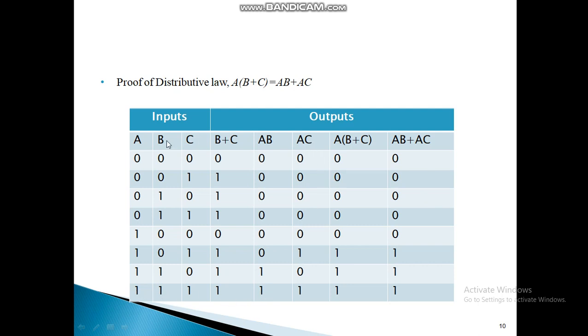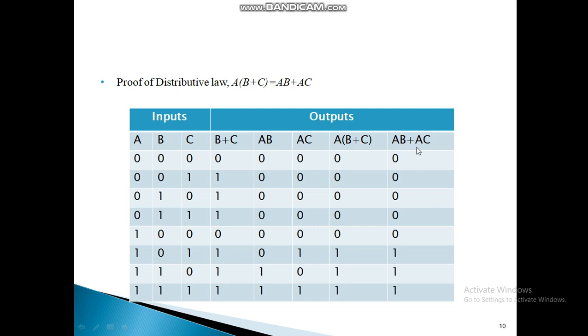Now AC: 0 multiplied by 0 is equal to 0. 0 multiplied by 1 is equal to 0. 0 multiplied by 0 is equal to 0, up to 1 multiplied by 1 is equal to 1. In this column is the result of AB, and in this column the result of AC. And for the right hand side, AB plus AC, we add the result of AB with the result of AC.